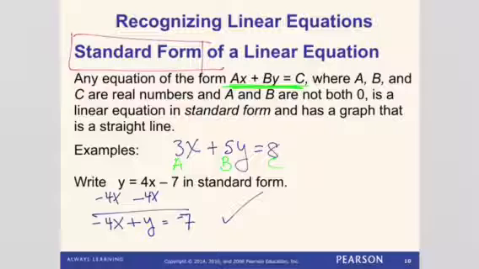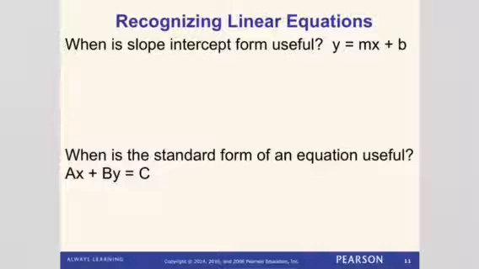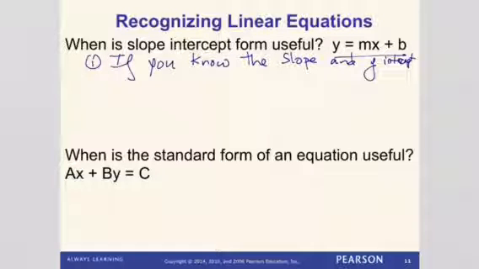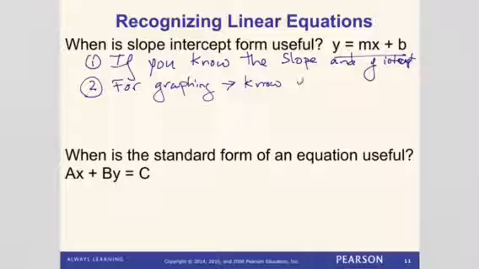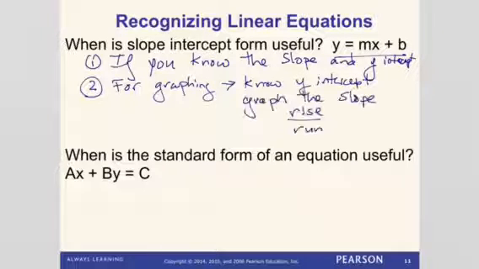It's rearranging the equation. Okay, so to sum this up, when is the slope-intercept form useful? It's useful if you know the slope and y-intercept, right? Because then you can write an equation. It's useful for graphing because you know the y-intercept, and then you can graph the slope. You know the y-intercept and you can graph the slope, rise over run.